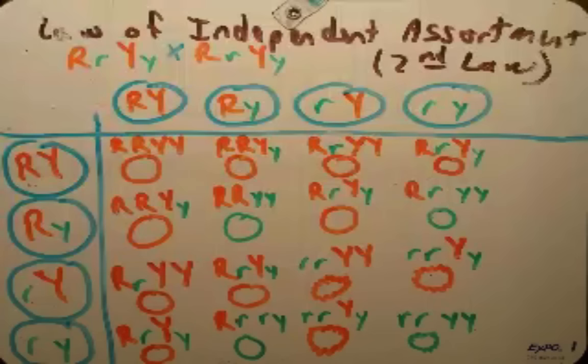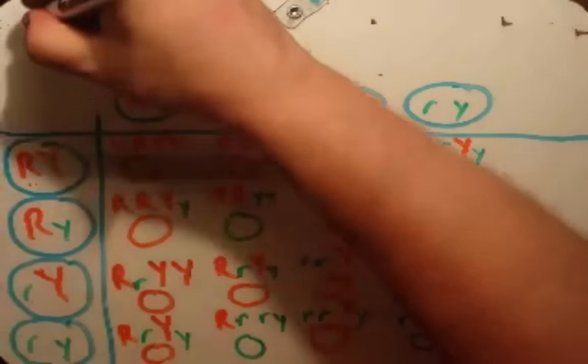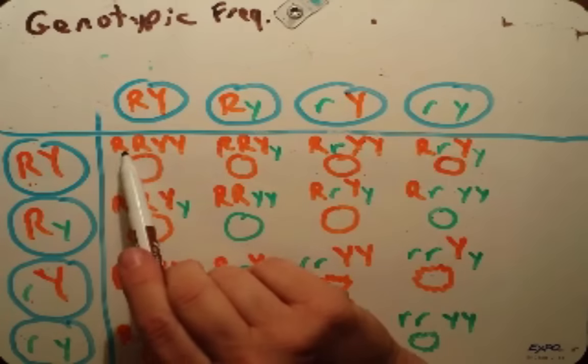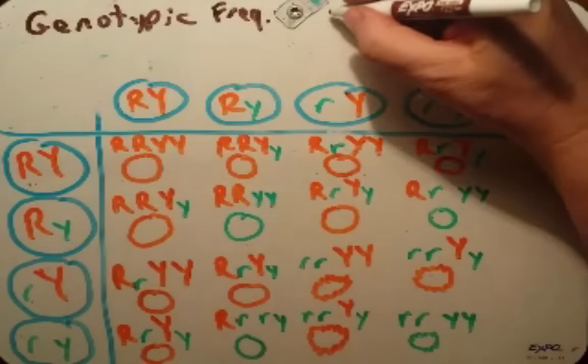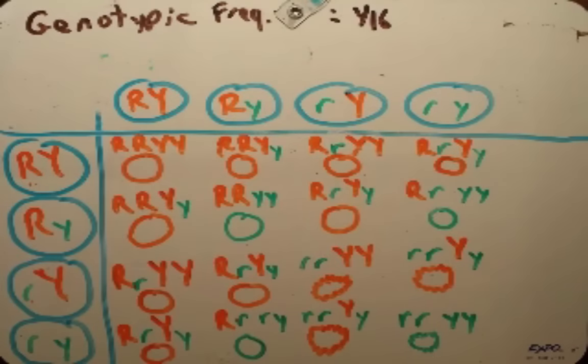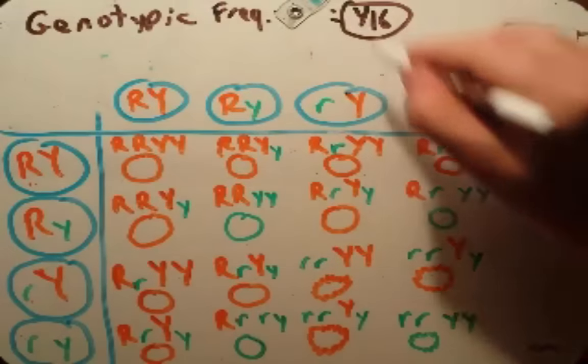Okay, now we need to calculate the genotypic frequencies and the phenotypic frequencies. I need a little room up here to write, so I'm going to erase this very top part. The genotypic frequency, this is the easiest one for this particular example. The frequency of big R, big Y is going to be 1 out of 16, because there are 16 possible choices here. I don't need to go through all this one by one, because each of these is a different genotype. So the frequency of any one of these genotypes is 1 out of 16. Okay, so let's erase this.